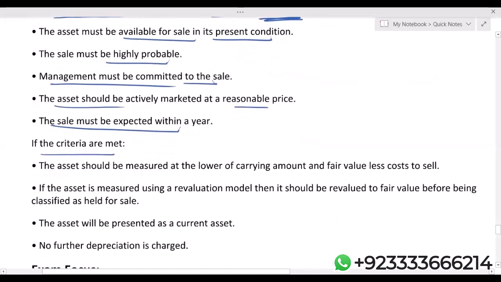If the criteria are met, the asset should be measured at the lower of carrying amount and fair value less cost to sell. Very important. If the criteria are met, the asset should be measured at the lower of carrying amount and fair value less cost to sell. If the asset is measured using a revaluation model, then it should be revalued to fair value before being classified as held for sale.